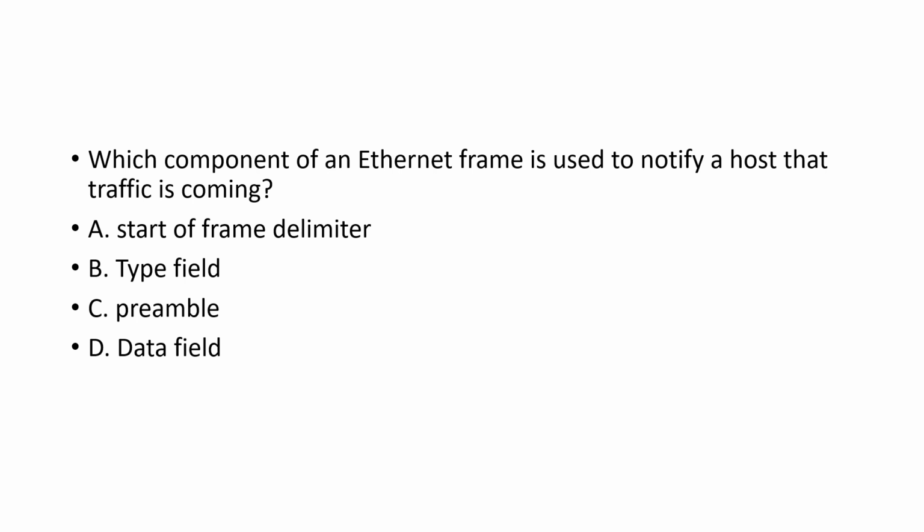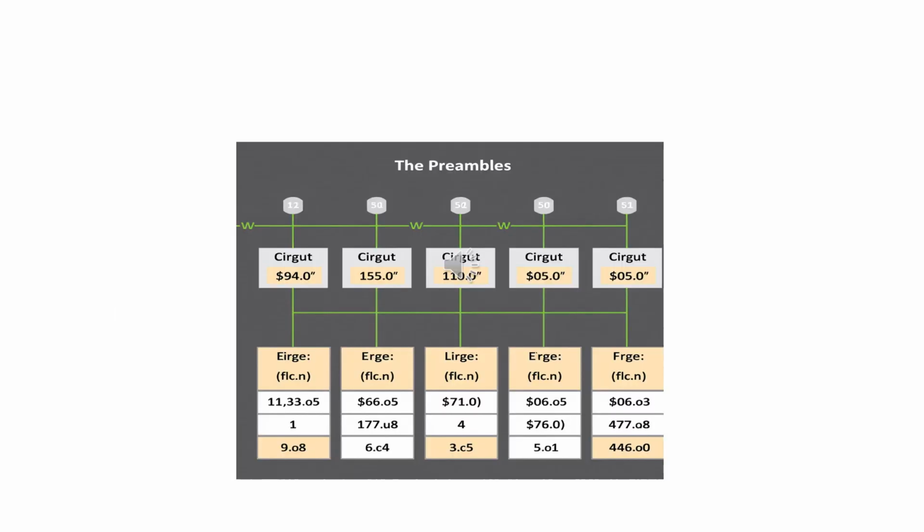Hello everyone. The component of an Ethernet frame used to notify a host that traffic is coming is C. Preamble. Explanation for people with an IT entry-level background. In Ethernet networking, the preamble is a sequence of bits used at the beginning of an Ethernet frame. This sequence consists of alternating zeros and ones and serves a crucial role in alerting the receiving system that a frame is about to begin.